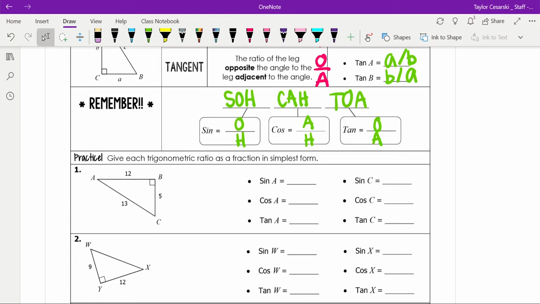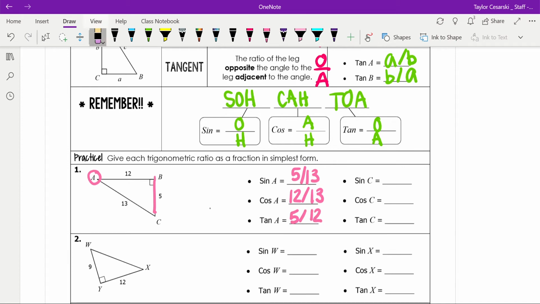So we're going to do a little bit of practice with this on the odds again. So sine of A, we're going to start with angle A right here, is opposite over hypotenuse. So first we have to look at what is opposite of A. Opposite of A is going to be 5 over my hypotenuse, which is 13. Cosine of A is adjacent over hypotenuse, so adjacent is 12 over my hypotenuse is 13. And finally, tangent, opposite over adjacent. Opposite is 5 over adjacent is 12.